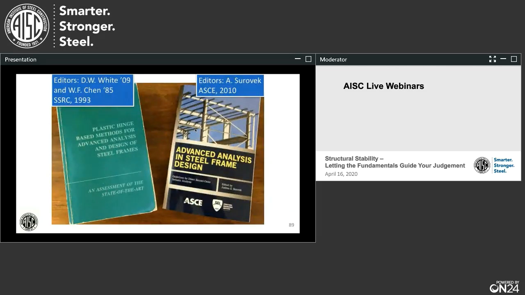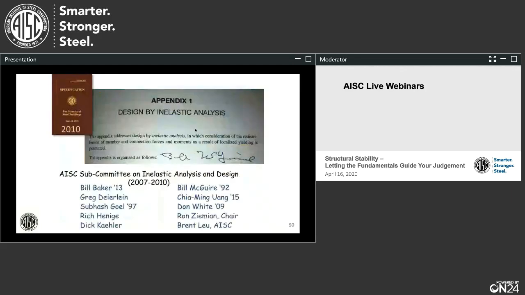Don White, who won the Higgins Award in 2009, and Wai-Fah Chen led us, members of the SSRC, to prepare one book. Andrew Sorbeck edited and prepared a group of us to prepare another book. We were making progress, but the real break came in 2007, and that's when AISC formed a subcommittee that I had the pleasure of chairing, and we finally got approved in 2010 Appendix 1, design by what I would call advanced inelastic analysis. It wasn't plastic design, it was direct analysis method, but based on inelastic analysis, and what I showed you earlier.